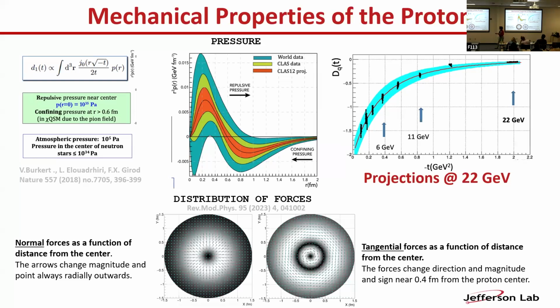Also, the distribution of forces was extracted, and you see here the normal forces as a function of the distance from the center, and this is the tangential forces, also as a function of distance from the center. This is an initial study, but it gives you the feeling of the power that we have here in this lab to extract this fundamental information about the structure of matter.